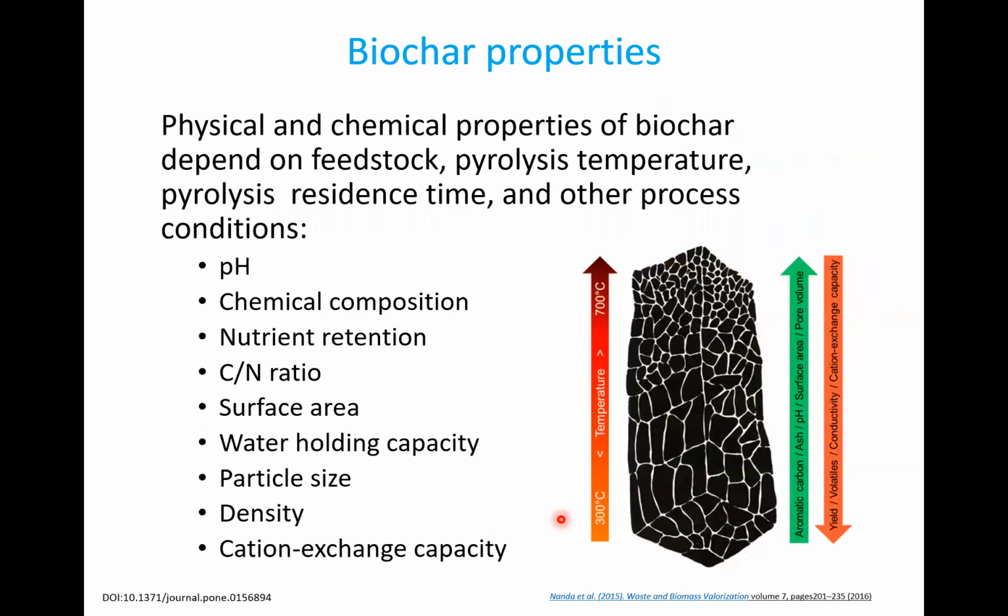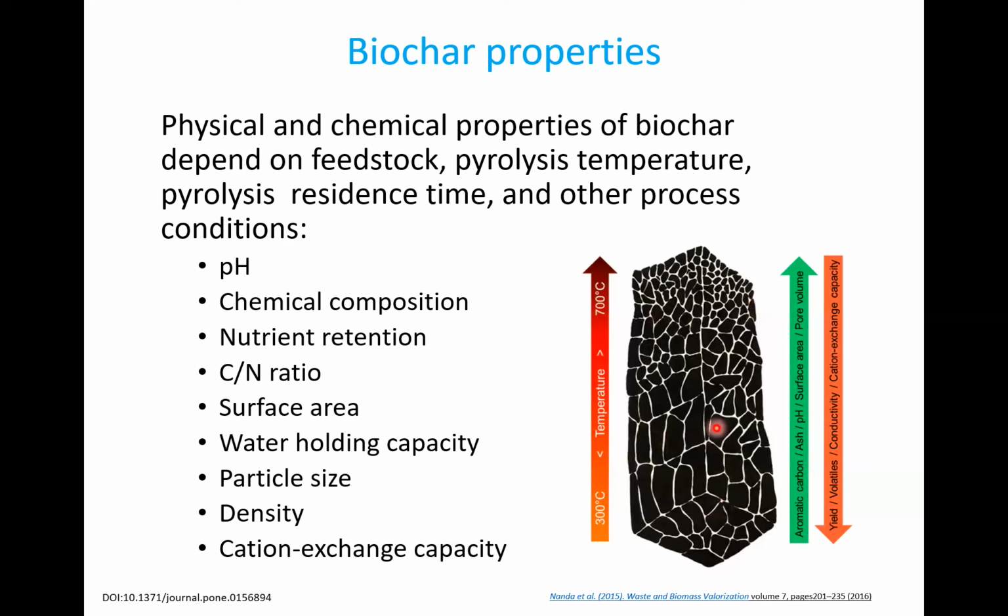Okay, biochar properties. There are several properties that can be assessed for biochar, and these properties depend on the feedstock, the pyrolysis or gasification temperature, the residence time, and other process conditions. For example, if you have a pressurized system, it can also affect the properties of biochar. The properties of biochar include pH, chemical composition, nutrient retention, C/N ratio, surface area, water holding capacity, particle size, density, and cation exchange capacity.